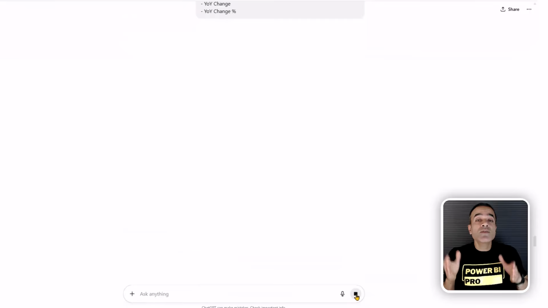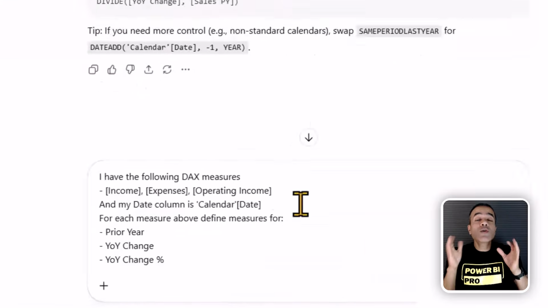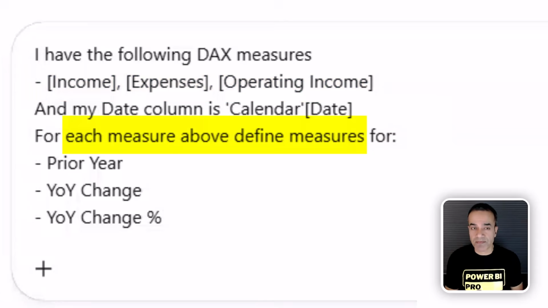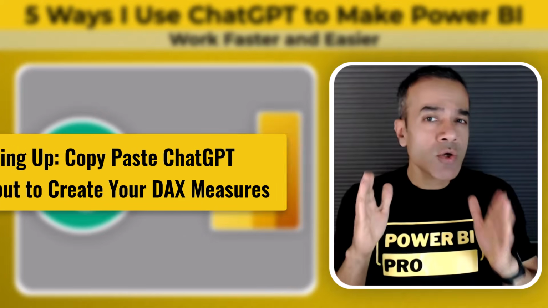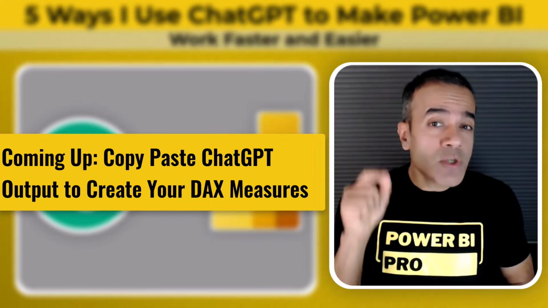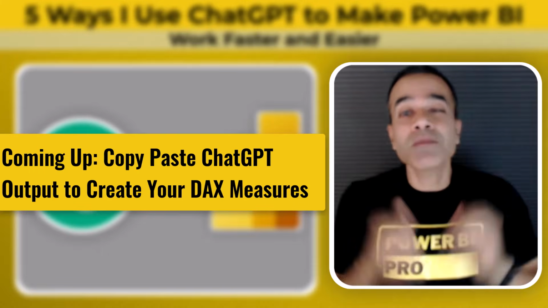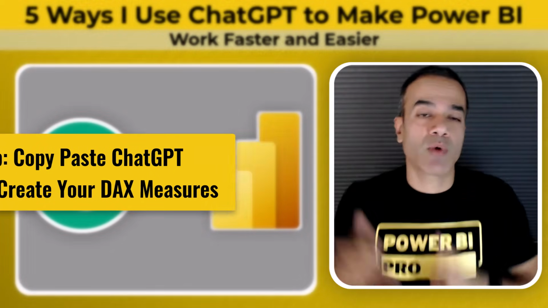Now you could do this for a single measure, or you could give ChatGPT a list of measures and ask it to generate variations for each of them. I'm also going to show you a trick to take this output to Power BI and just copy paste to create all the measures at once, not one by one.